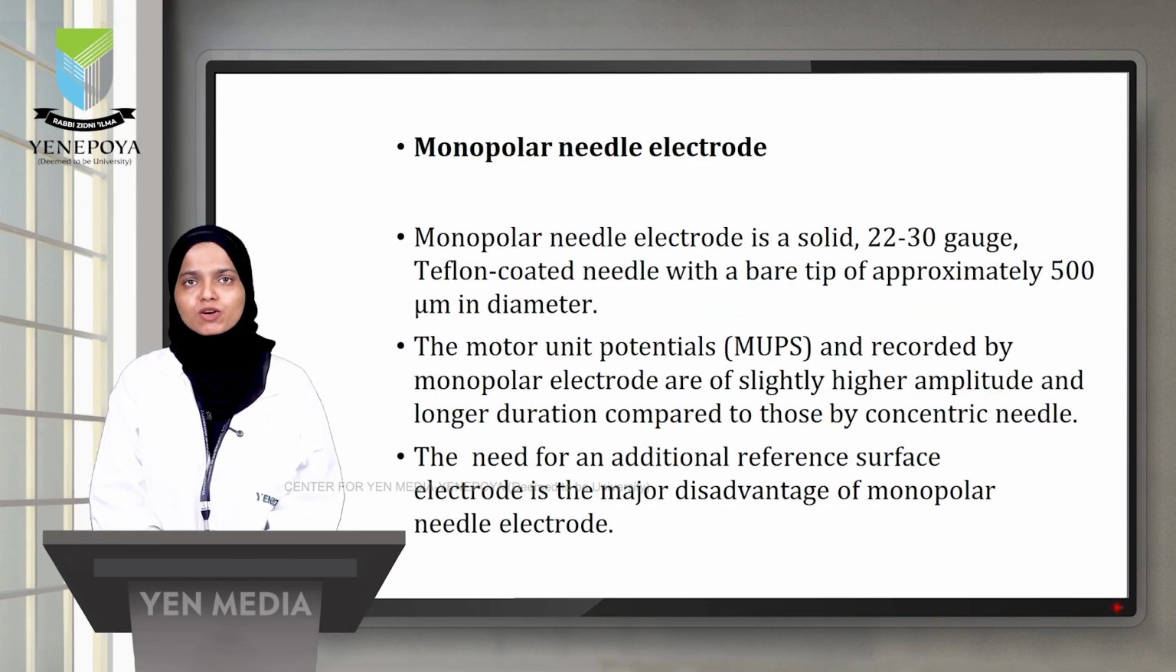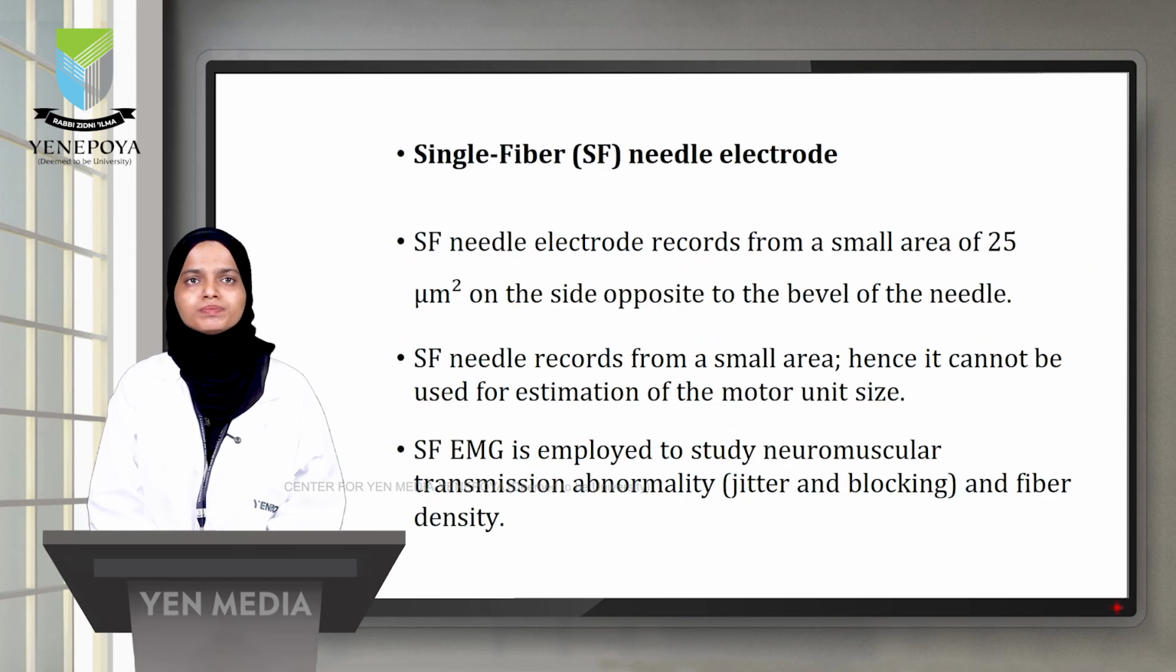The second type is the monopolar needle electrode. It is a solid 22 to 30 gauge Teflon coated needle with a bare tip of approximately 500 μm in diameter. The motor unit potentials recorded by the monopolar electrode have slightly higher amplitude and longer duration compared to the concentric needle. It is because of the usage of an additional reference surface electrode, which should be moved with each recording. So this is the major disadvantage of the monopolar needle electrode.